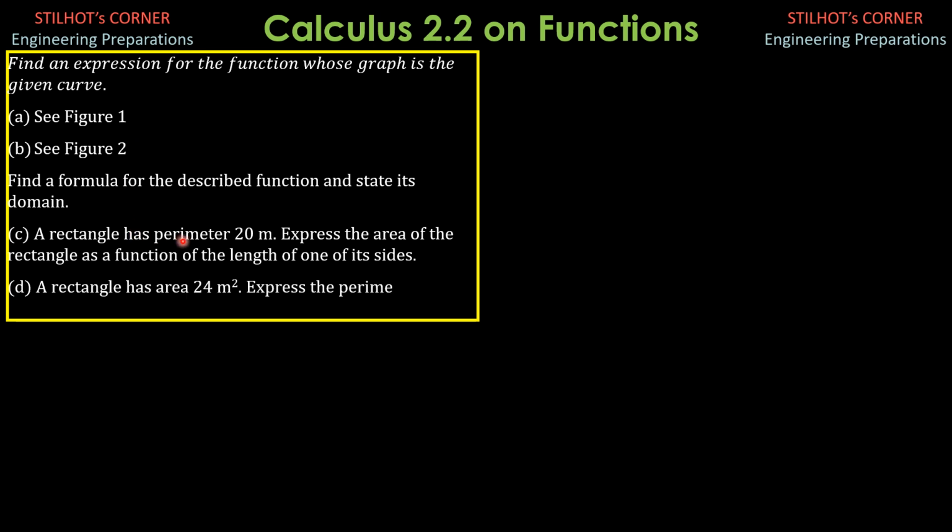Then part C, a rectangle has perimeter 20 meters. Express the area of the rectangle as a function of the length of one of its sides. Then a rectangle has area 24 square meters. Express the perimeter of the rectangle as a function of the length of one of its sides.